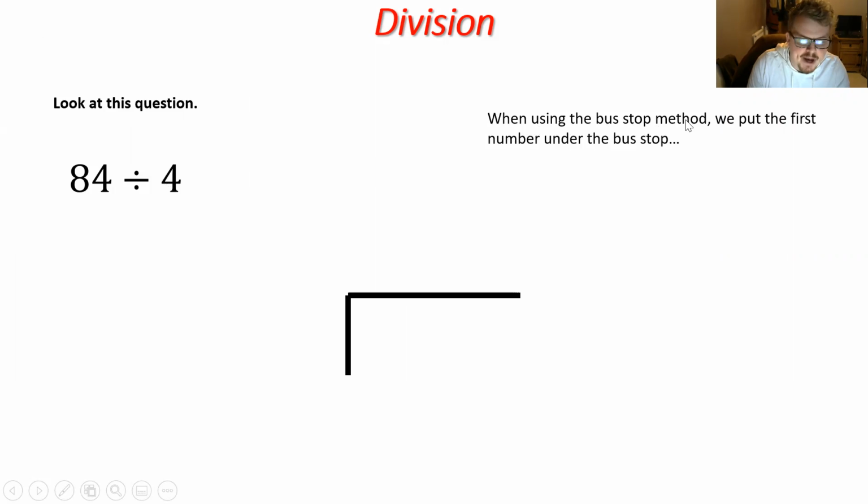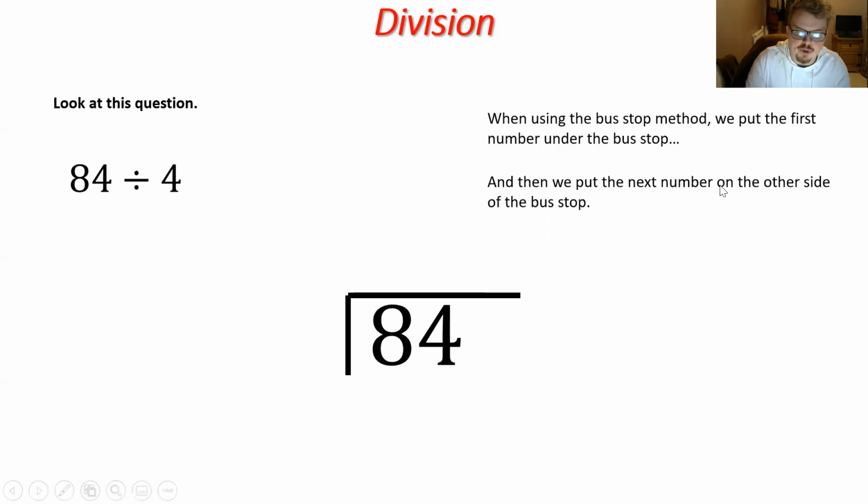It says when using the bus stop method, we put the first number under the bus stop. So my first number is this one, isn't it? 84. Okay, so that goes under my bus stop like this. Then my next step is we put the next number on the other side of the bus stop. So my next number here is 4. So that goes on the next side of the bus stop, like this.